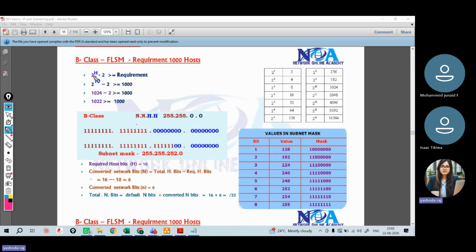So 2 power h, 2 power 10, 1024, 1022. My requirement is 1000, so still 22 addresses are going to be wasted in each network, which we cannot help. Here you can see 16 bits is the default host bits for class B. In that we have converted 6 bits, which are network bits. So 16 minus 10, 6 bits are the converted network bits. So 16 plus 6, slash 22, is the CIDR value. Got it?